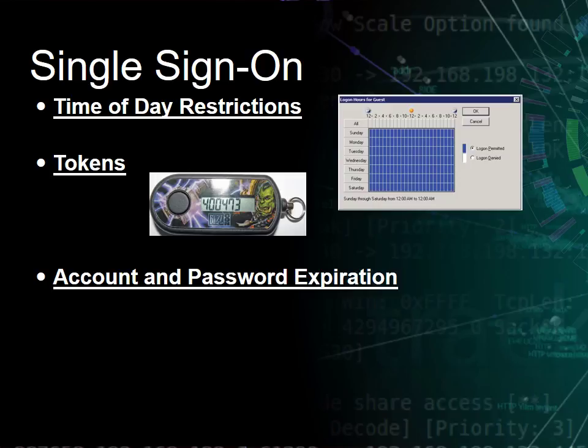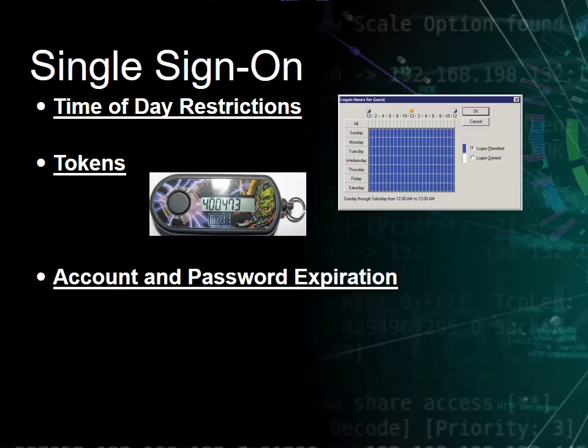Second disadvantage to it is that sometimes they do get out of sync if there's a problem or defect with the token. And the result is that until you get a new token and you get it resynchronized, the user can't get in. And then account and password expiration.